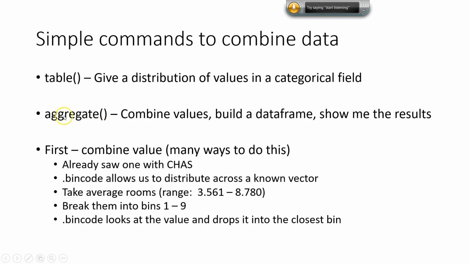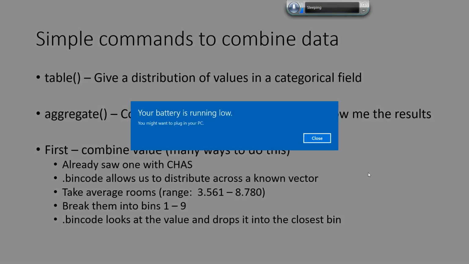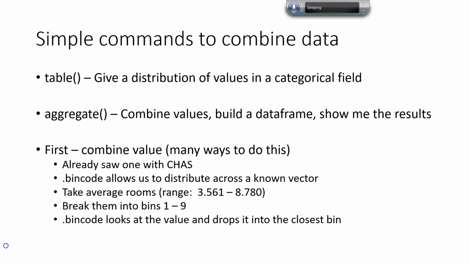Okay, we're looking at this aggregate command, and it's going to combine values, build a data frame, and show the results. The first thing we're going to do is combine values. There are many ways that we can do this. We already saw this last time with the Charles River proximity, where we combined all of the median values for those that were close to the river and all of the median values for those that were not close to the river.